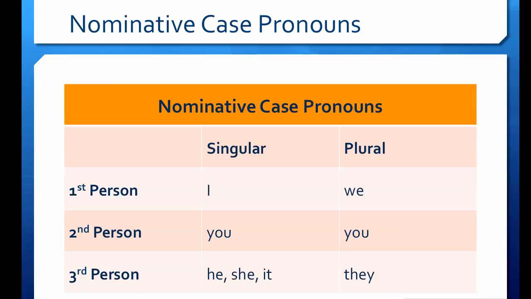Here are the nominative case pronouns. They take both singular and plural forms, and they have first, second, and third person forms. First person singular is I, first person plural is we, second person singular and plural is you, third person singular he, she, it, and third person plural is they.